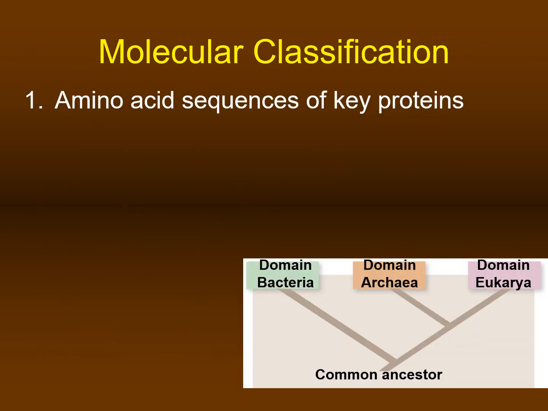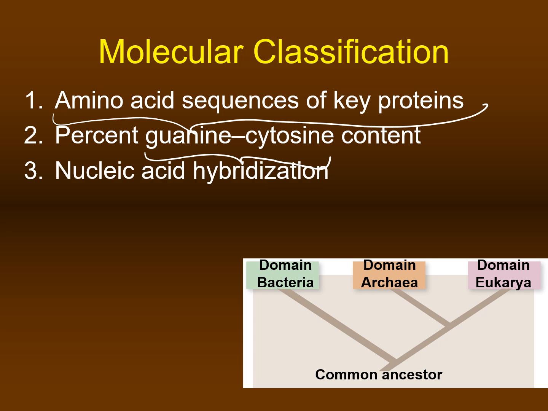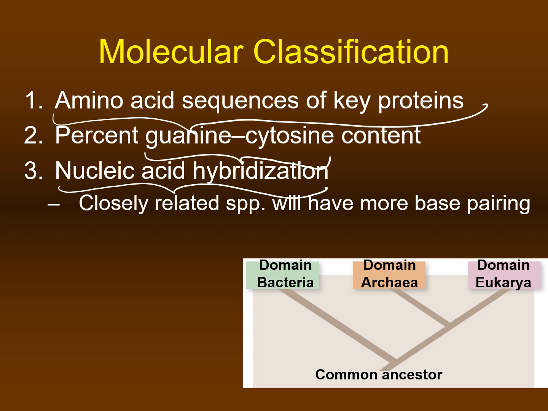Right now, the classification rests on the molecular characteristics of prokaryotic microorganisms: amino acid sequences of proteins, the percentage of GC pairs in the genome, which is unique for each species, and similarities between the nucleic acid sequences tested by nucleic acid hybridization. So closely related species will have more base pairing between nucleic acids. And finally, sequencing of genes that are present in the genome and RNA sequencing as well.